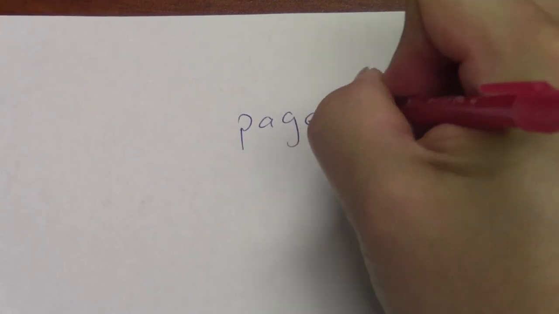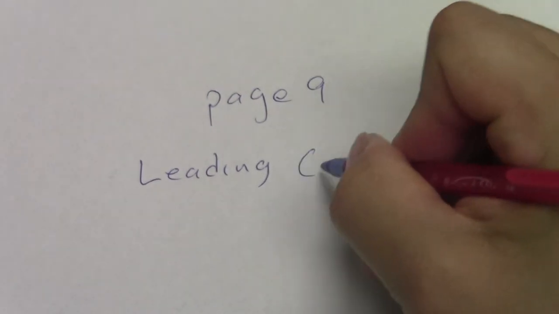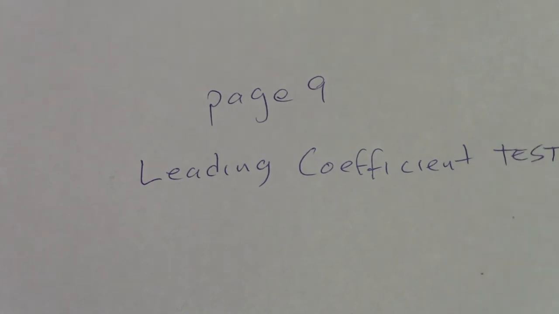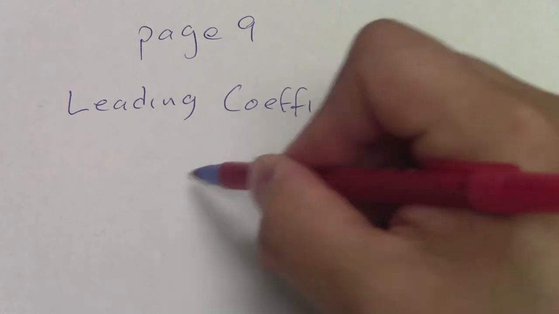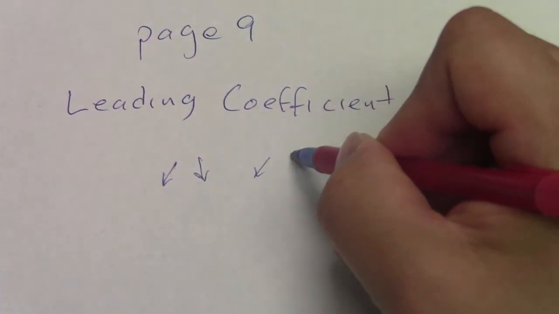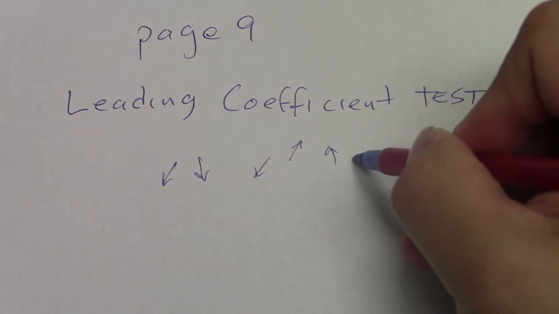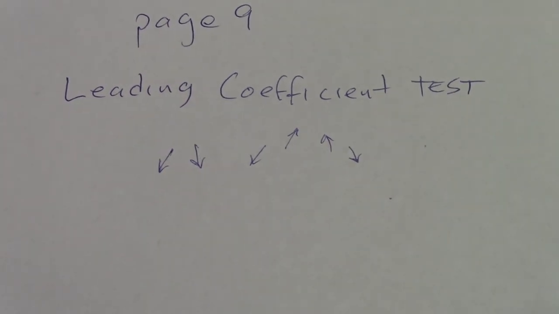All right, last page. This is it. Page 9. Leading coefficients test. This is just to determine which way your graph is going. Is it going to be pointing down and this way, or is it going to go down and up, or is it up and down, whatever. The only thing we have to do is break it down into 2 main categories and then break that down into 2 categories.